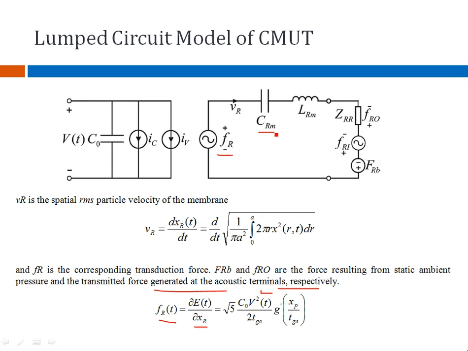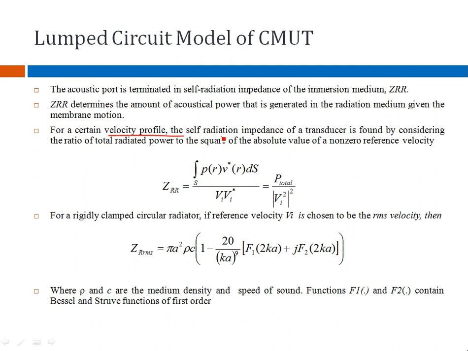This is uncollapsed, and then you have the radiation resistance, which is again a nonlinear resistance as a function of frequency, and this is representative of how much force is radiated by the plate. Because if you take velocity squared multiplied by ZRR, it gives you the acoustic power output in the model. For a certain velocity profile, the self-radiation impedance of the transducer is formed by considering the ratio of total radiated power to the square of the absolute value of the non-zero reference velocity. So if you multiply ZRR with the membrane velocity, it gives you the total radiated power.